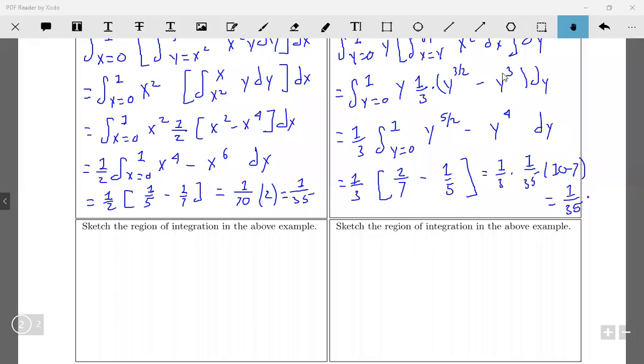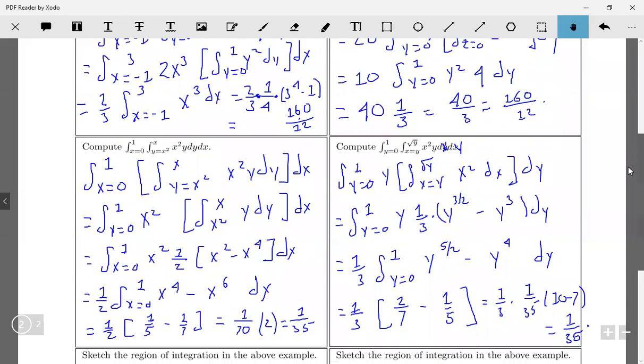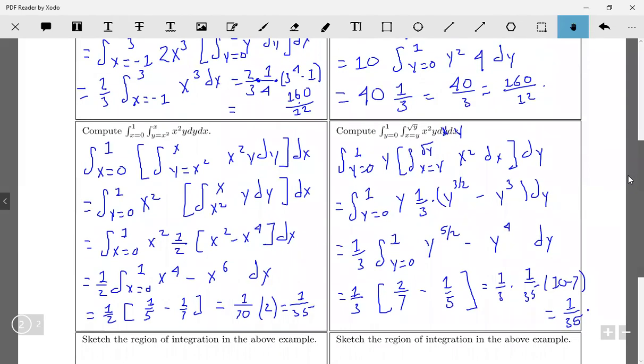Okay, in these two questions, we are asked to sketch the region of integration in the above examples. This will make a little more sense and will seem a little more motivated. Well, hopefully it will seem a lot more motivated after lecture 28, but it's something that we can still do in this lecture to just make a point.